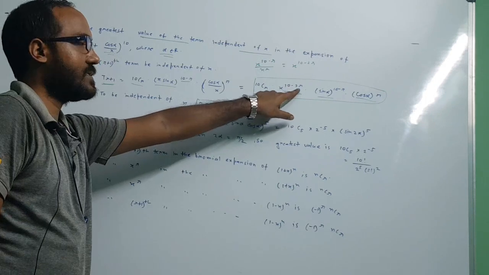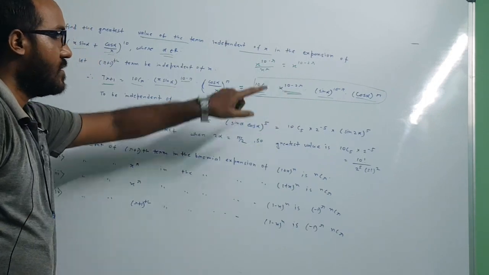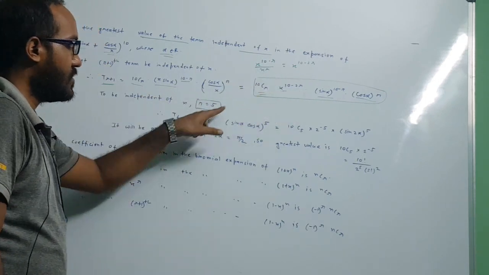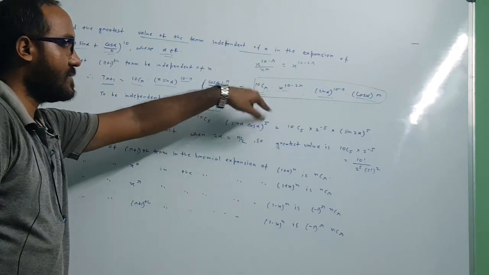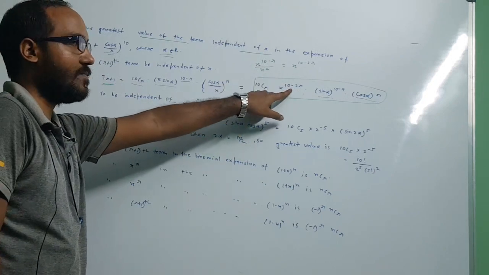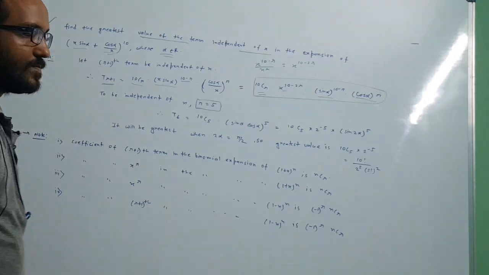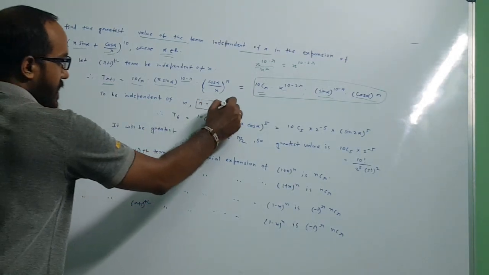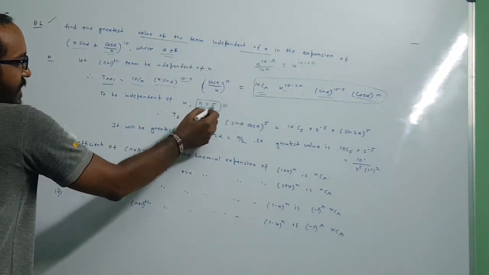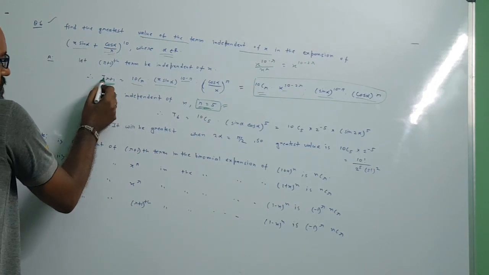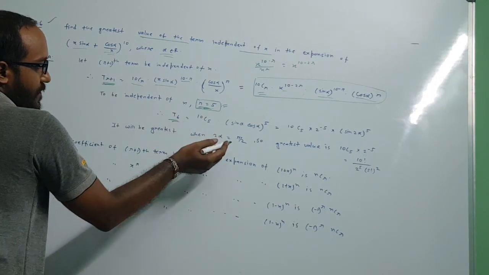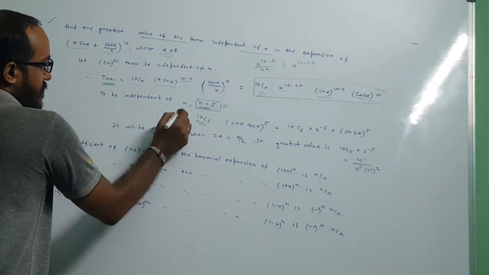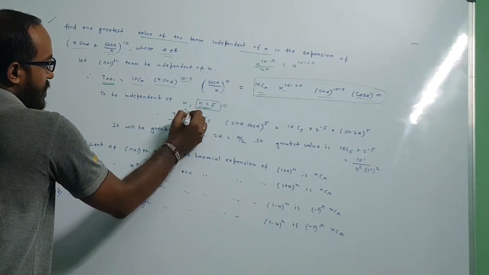Why? Because 10 minus 10 is 0, x to the power 0 is 1. So if r equals 5, then if this general term is independent of x, the whole series would be independent of x for r equals 5, remember. So put r equals 5 here. So t 5 plus 1, that is the 6th term. Again, nCr, you have to make it as t 5 plus 1, right?